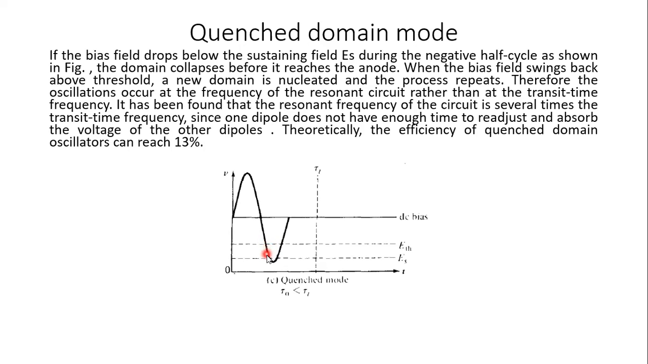Okay, and now the next time it will start building at this point. So you can see that here the domain never reaches the anode. It is getting formed, but it never reaches the anode. In the other two cases, it was reaching the anode. Because it collapses before it reaches the anode, that's why the name is quench domain mode.